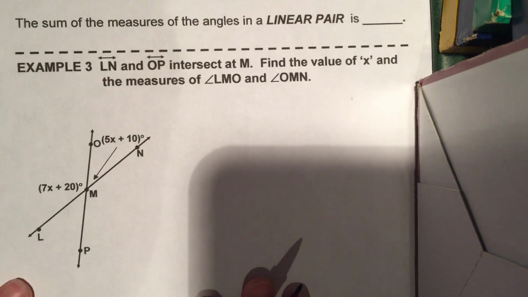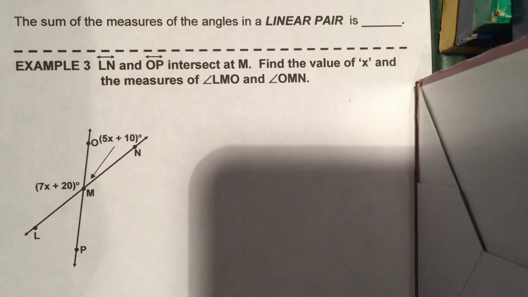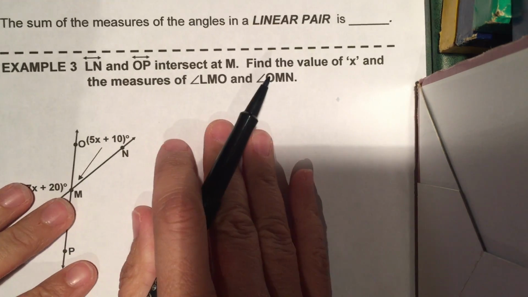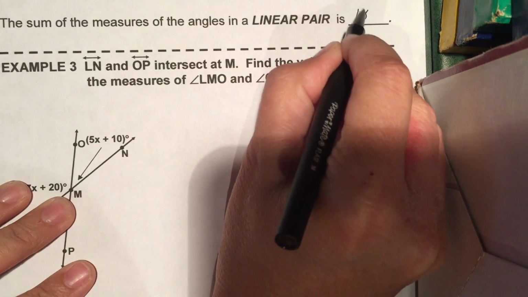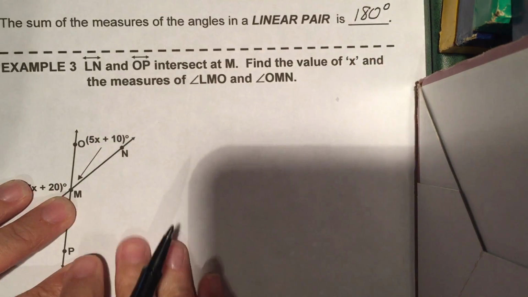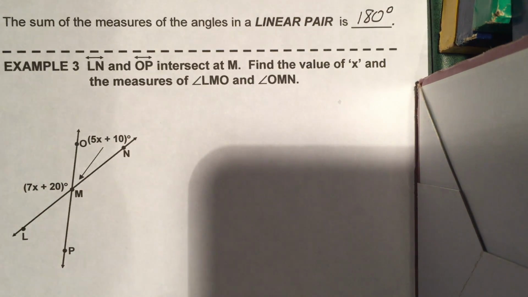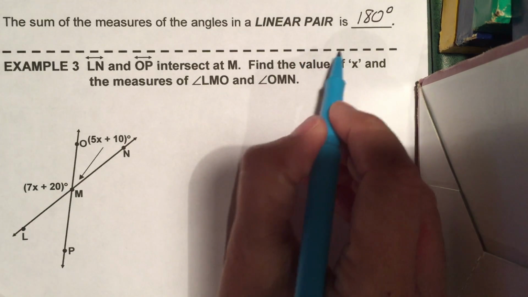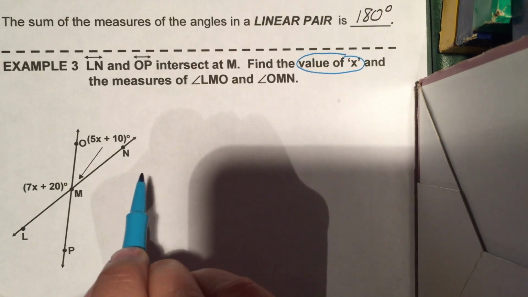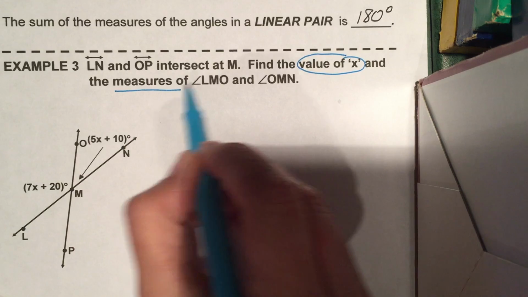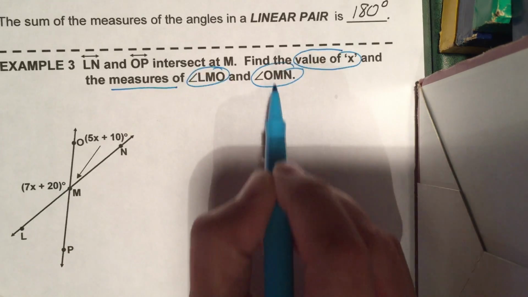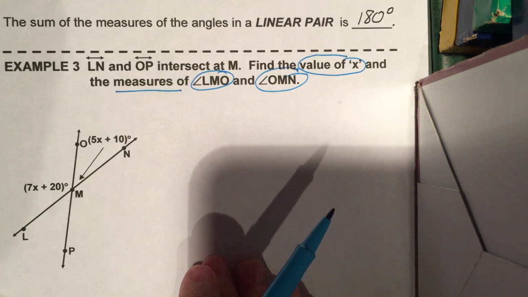Now let's move down to linear pair. We've got a linear pair. Linear pairs, the sum of the measures of the angles in a linear pair we talked about earlier is always 180 degrees. It's always 180 for a linear pair. So when you look at this picture here, it says line LN and line OP intersect at point M. Find the value of x. So here we go. I want to know x, and the measures of LMO and OMN. So I'm finding 3 different things here.